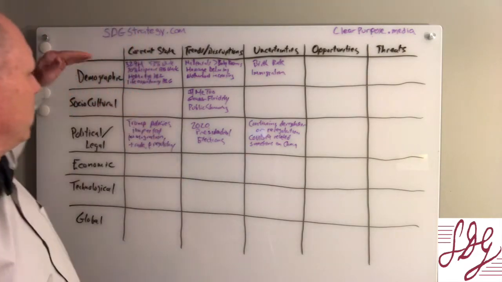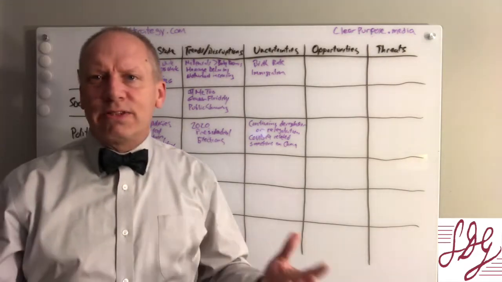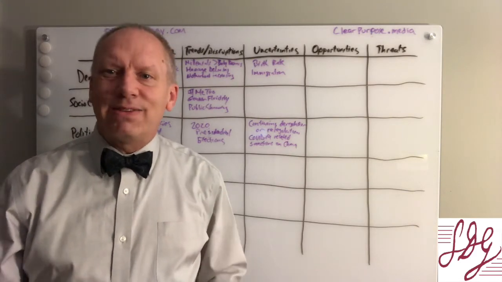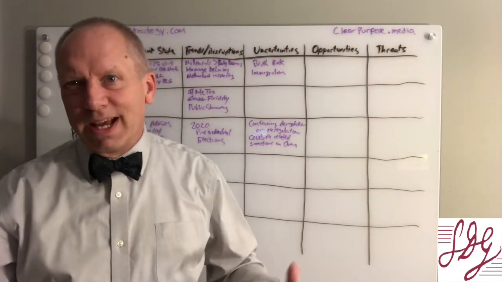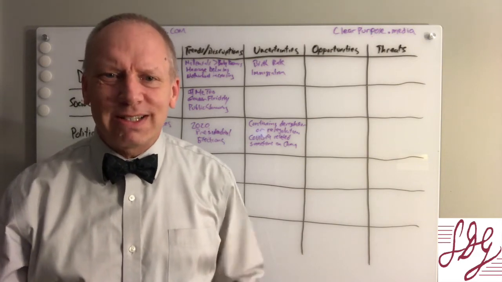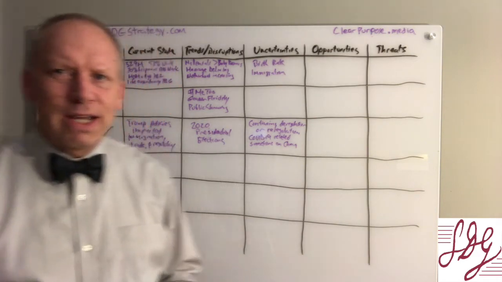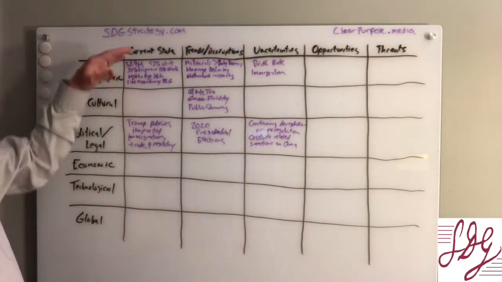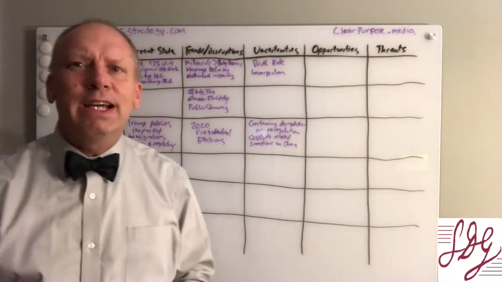So we've gone through 3 of the 6 different segments, and we haven't yet identified any opportunities or threats. I think that's about to change, so I wouldn't be too concerned. Let's continue on. Economic. Okay, so what is the current state of the economy?